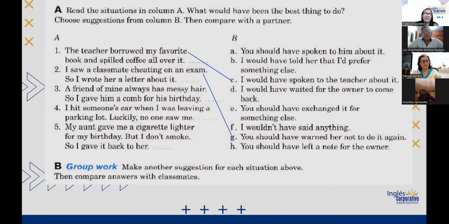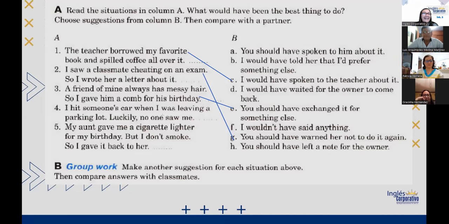A friend of mine always has messy hair, so I gave him a comb for his birthday. I would have told her that I prefer something else. Okay, but you gave the person a comb because he always has messy hair. Maybe letter E. You should have exchanged it for something else, not for a comb. Probably letter E, right? For a nice shirt or a chocolate because it was his birthday.